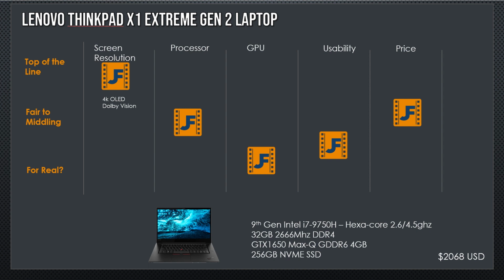It's a 4K OLED Dolby Vision display, 9th gen, 9750H core, 32 gigabytes, 1650, and a 256 gigabyte hard drive. I don't know about you guys, but I'd fill up 256 gigabytes of film and B-roll on my cereal in the morning. This is not going to work. 1650 will also make you pretty sad if you look anywhere near 4K. That could actually utilize the display on this thing.